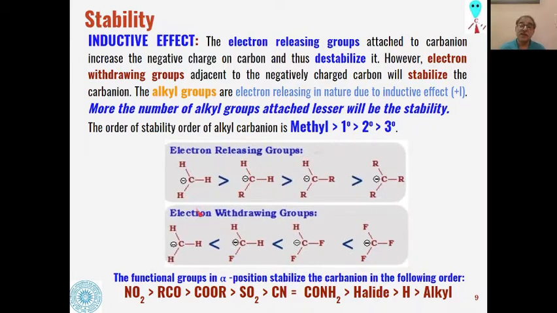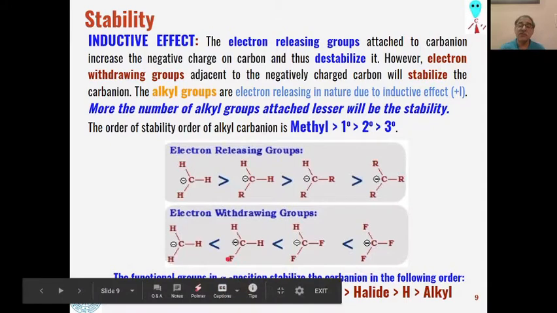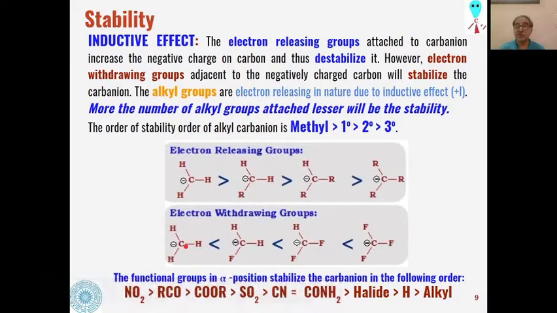Similarly, if instead of an electron releasing group we have an electron withdrawing group attached to the carbanion, what will this do? Say one fluorine is attached; this will attract electron density towards itself. That means the negative charge experienced by carbon will be less in this carbanion as compared to this carbanion.